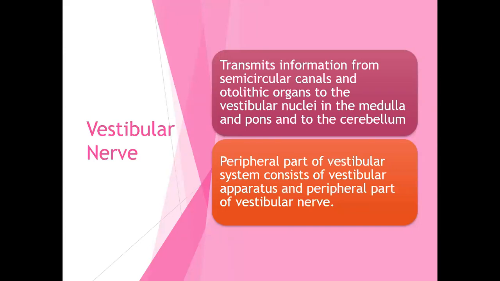This is the central part. It transmits information from the semicircular canals and the otolithic organs to the vestibular nuclei in the medulla and pons, and to the cerebellum. So the peripheral part of the vestibular system is the vestibular apparatus and the outer part of the vestibular nerve, and the central part is going from there to the medulla and pons and the cerebellum.